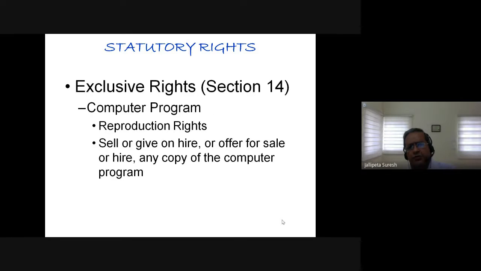Now, as we continue to talk about these exclusive rights, when you take up a computer program, the exclusive rights on this particular type of literary work, which we call reproduction rights, are the right to sell, give on hire, offer for sale, or hire any copy of the computer program. So if you have written a computer program, these are the exclusive rights that law provides for you. That is, it prevents others from making, selling, hiring, or making any copy at their end.